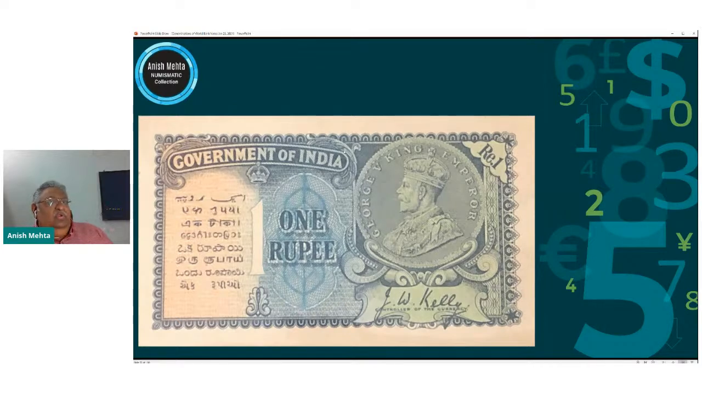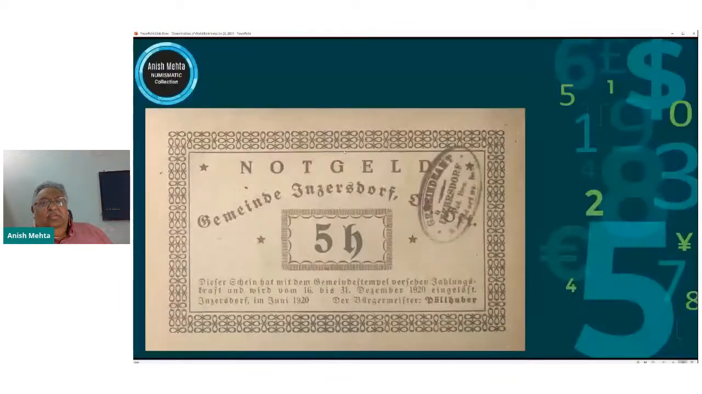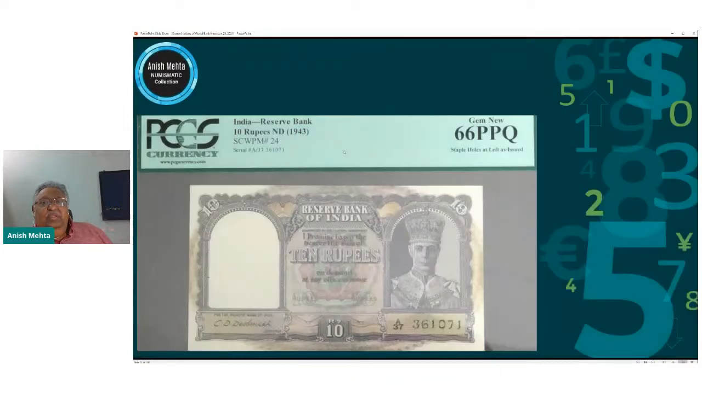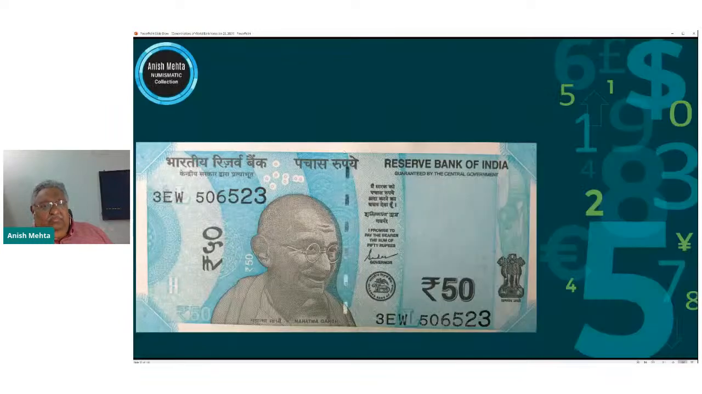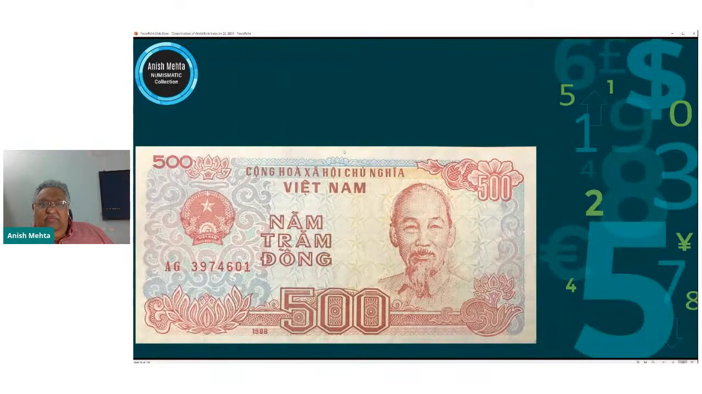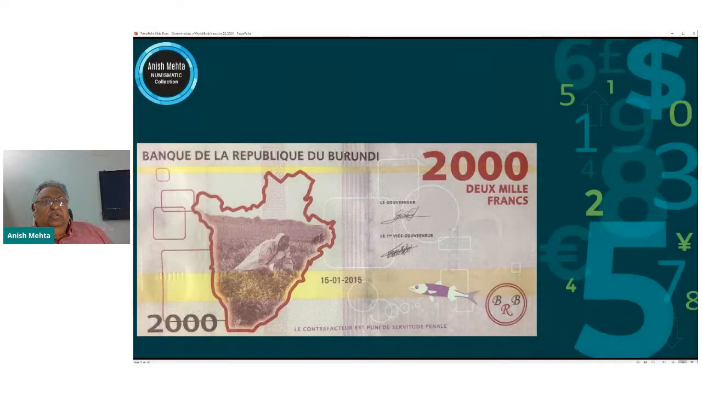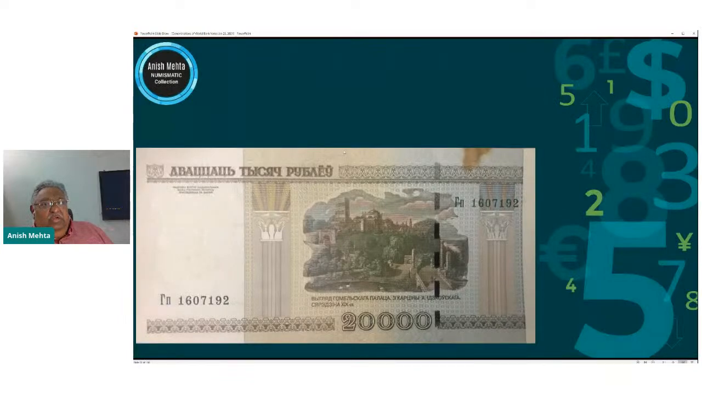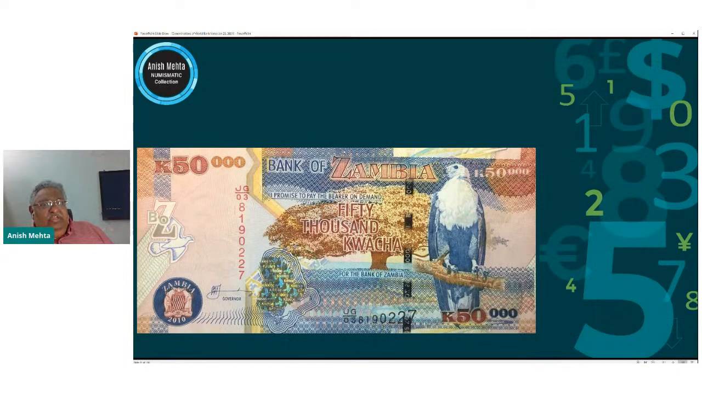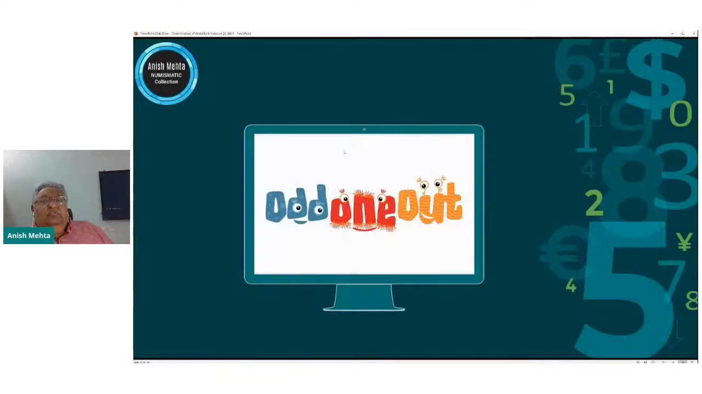These are the regular banknotes, which is one rupee which we had, the one previously which I told you was the fractions. Then you have two, this is from Brazil, this is five, this is from Austria, this is again 10, this is 20 from Israel, again 50 from India, 100 from Germany, 200, 500 from Vietnam, 1000 from Kenya, 2000, 5000 from Peru, this is 10,000 from Hungary, 20,000 from Russia, 50,000 from Zambia. So again, you see in the regulars, it's 1, 2, and 5.